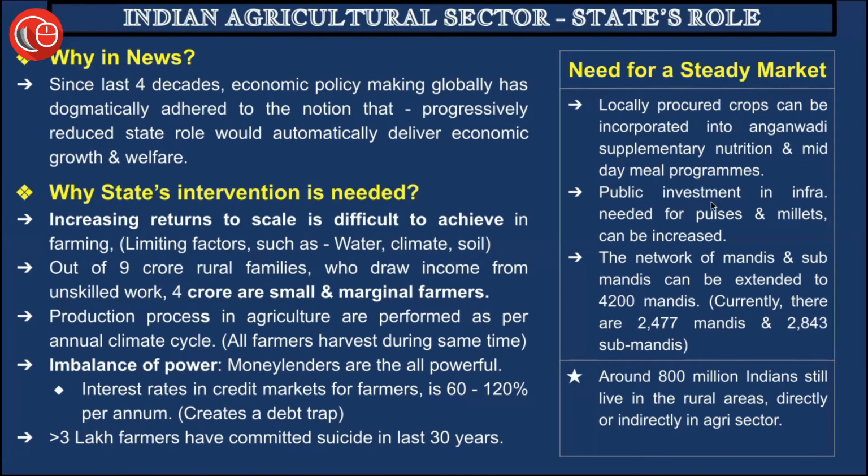Secondly, public investment can be done in infrastructure needed for pulse and millet production, and based on it, the production of pulse and millets can also increase. Thirdly, the network of mandis and sub mandis can be extended to 4,200 mandis, which are currently 2,477 mandis and 2,843 sub mandis. So these are the ways in which the state needs to intervene, as there are more than 800 million Indians who are still dependent directly or indirectly on the agricultural sector.